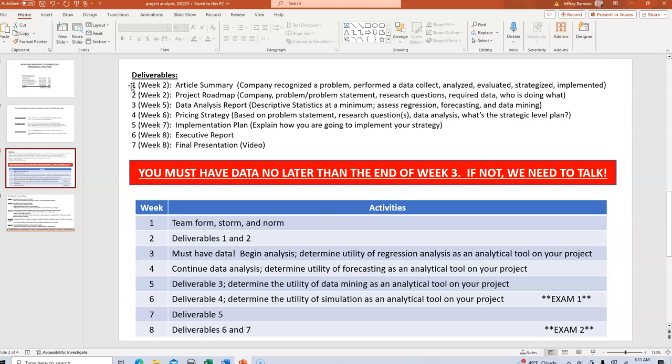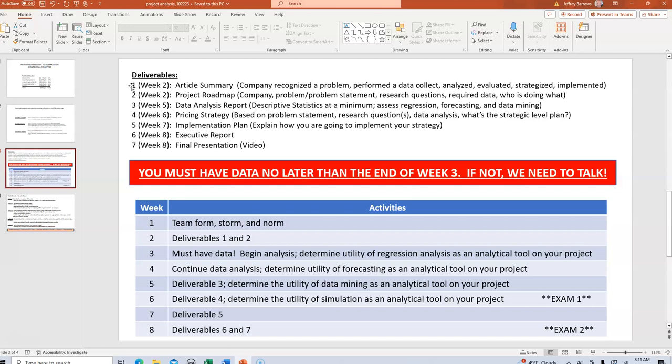And so what I want you all to do is go out and find a company. There are plenty of articles on the internet that will help you understand the project. But what I want you to do is read the article, do a quick summary, and I want to make sure that everybody understands how this project is going to unfold.